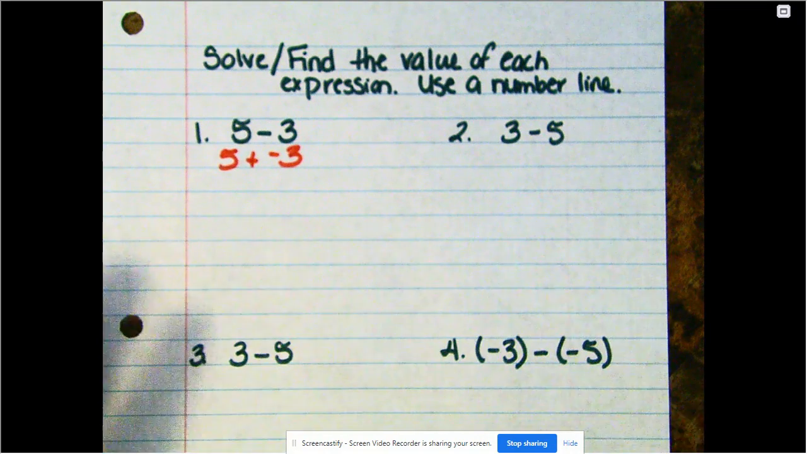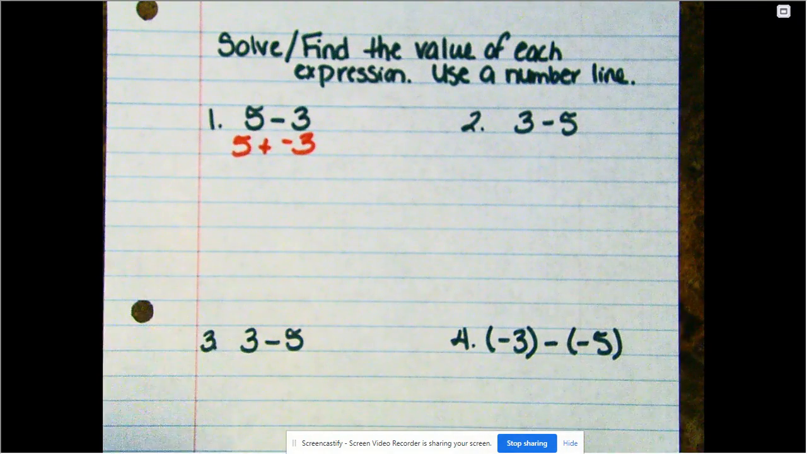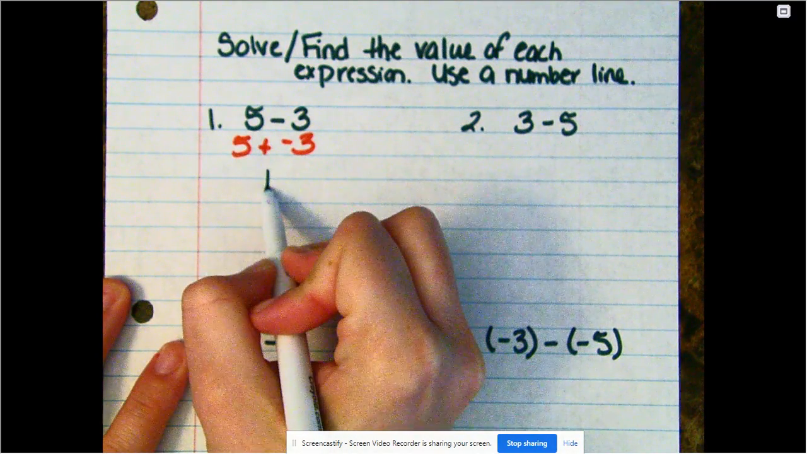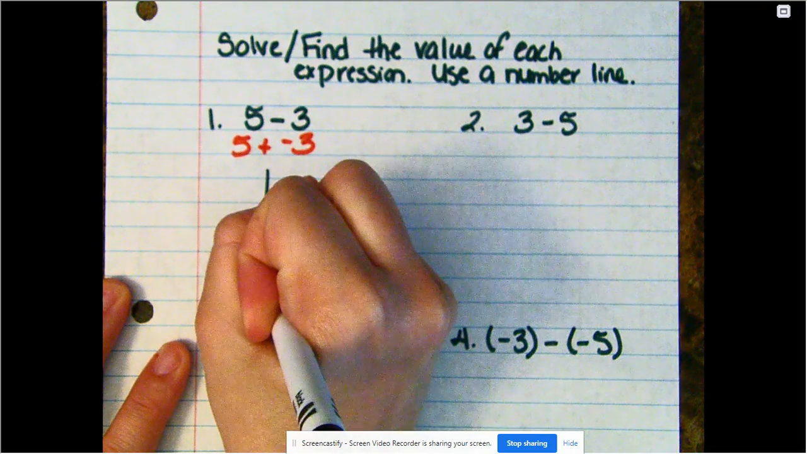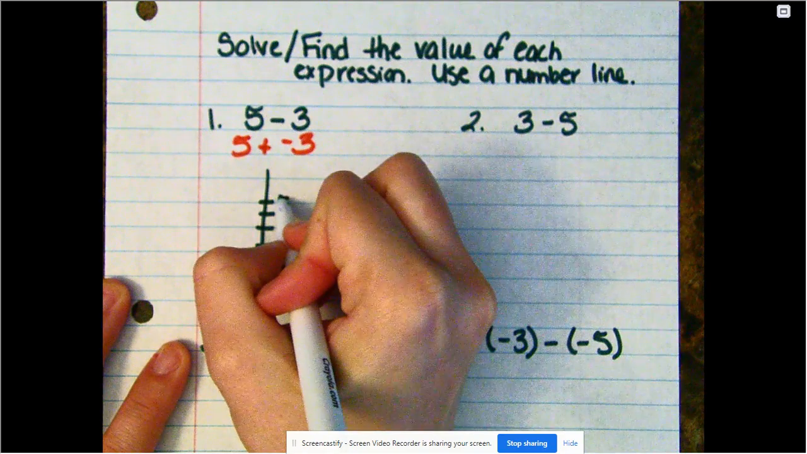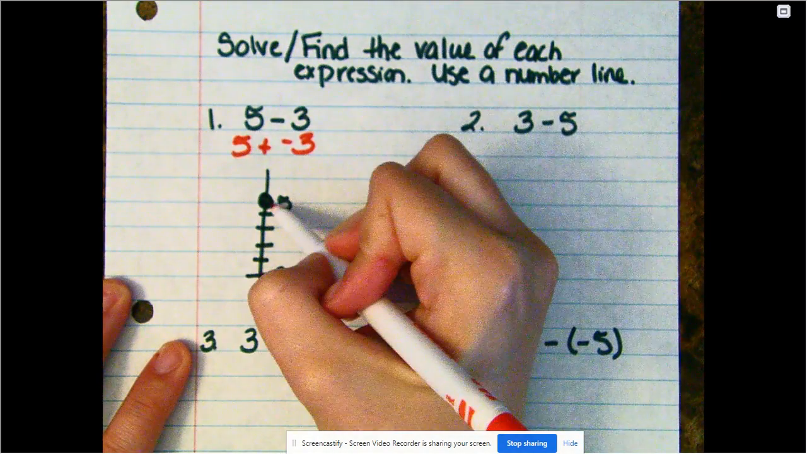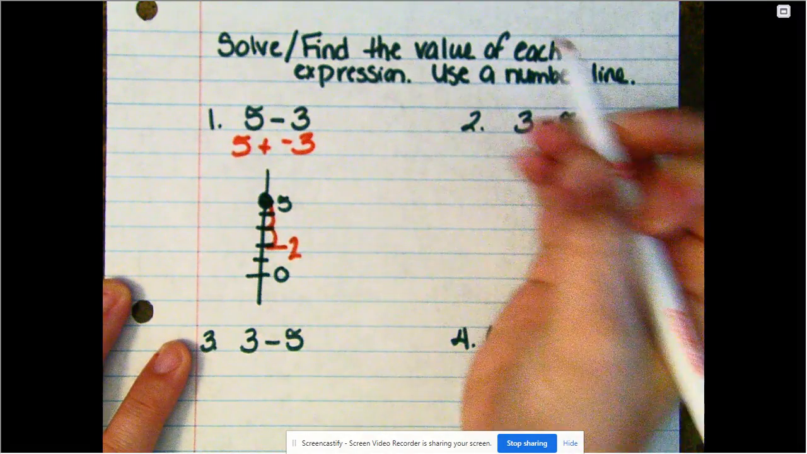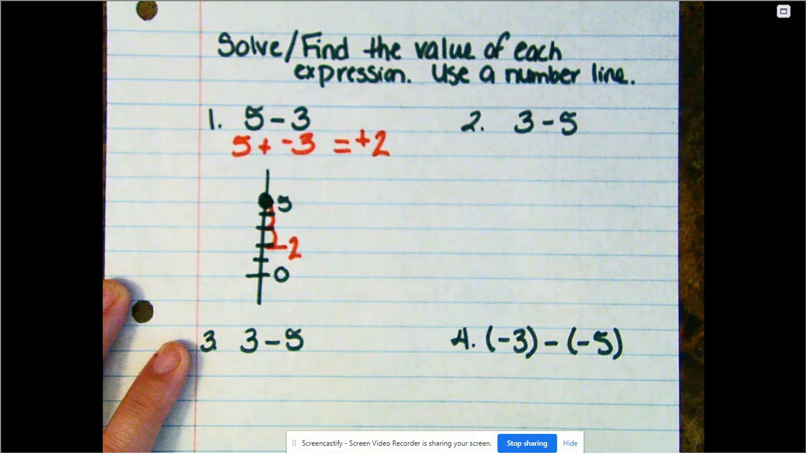Okay, and as you have seen with my videos, I prefer the vertical number line, so I'm going to continue to do that with this example as well. So I'm going to do the vertical number line. Let's start at 0, 1, 2, 3, 4, 5. Okay, so we're going to start at 5, and then we're going to add a negative 3. So that means we're going to go down 3. 1, 2, 3, and that puts the number at 2. So this is equal to positive 2.